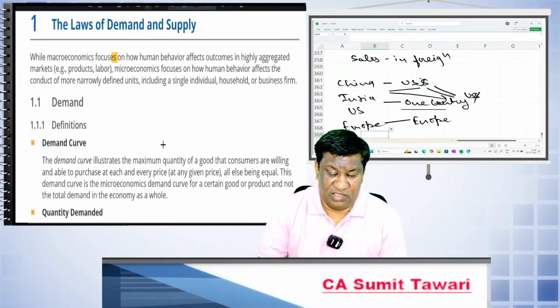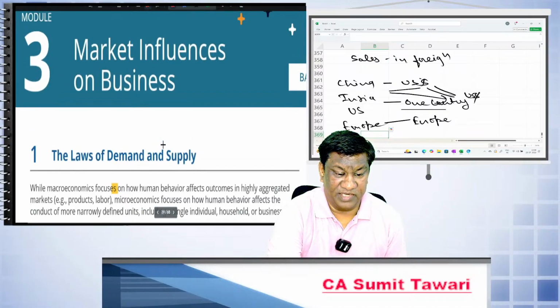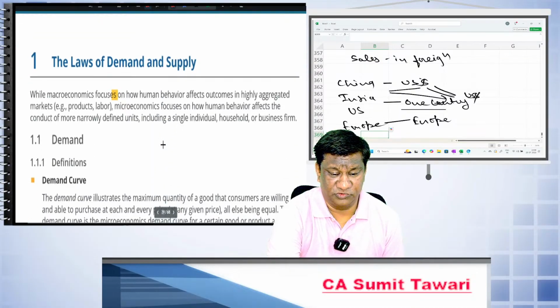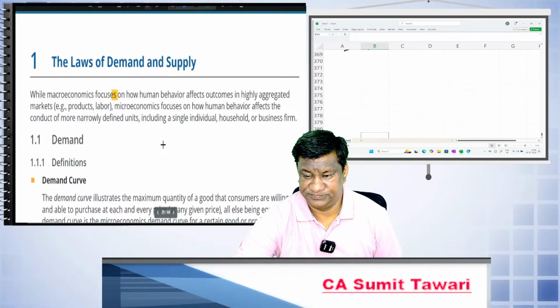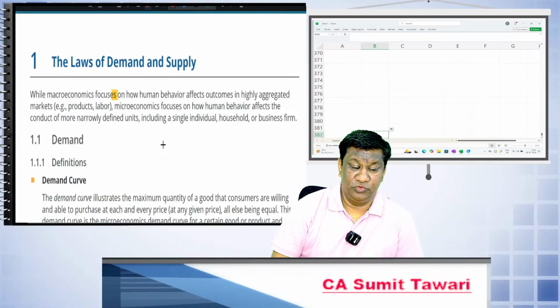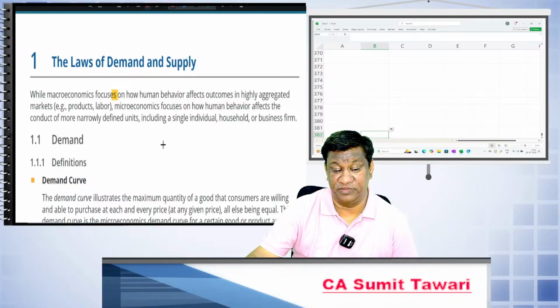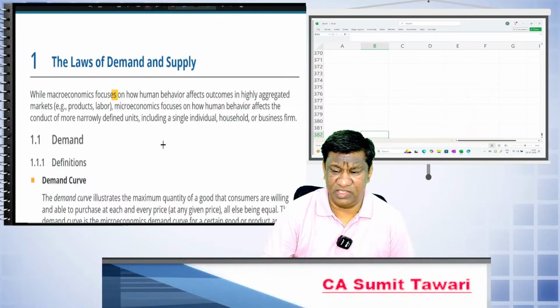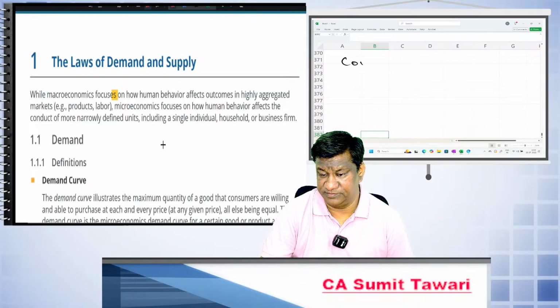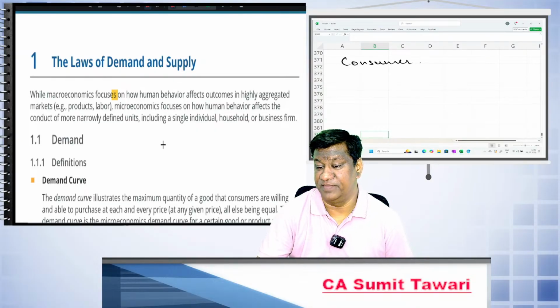Okay, then market influences on business. Here most of the part is related to economics. Macroeconomics focuses on how human behavior affects outcomes in highly aggregated markets, for example product and labor. Microeconomics focuses on how human behavior affects the conduct of more narrowly defined demand units, including a single individual, household, or business firm. So we are thinking from the point of view of the consumer. Microeconomics.